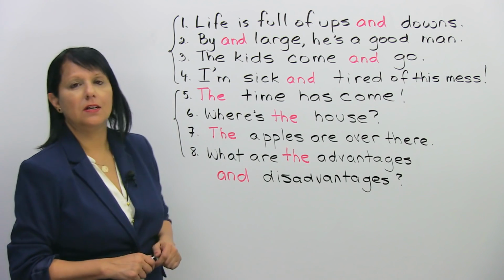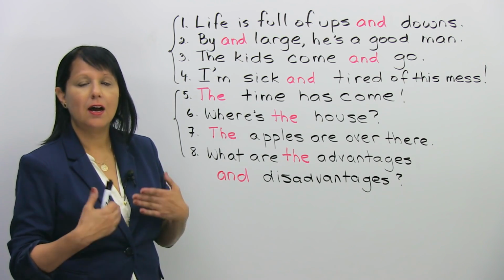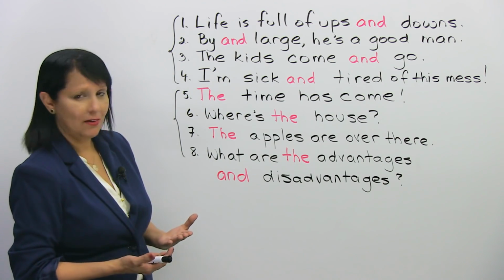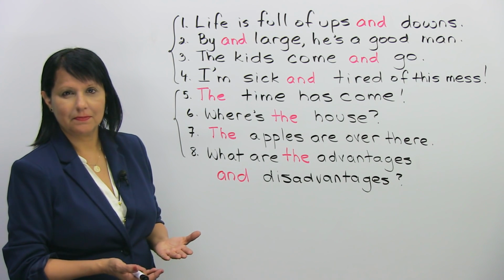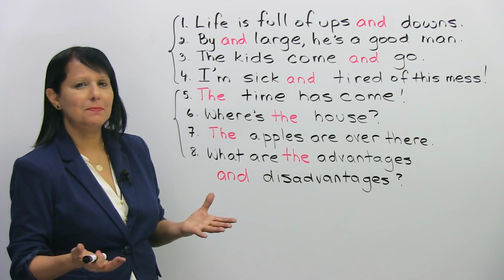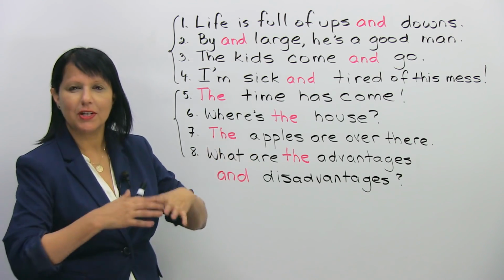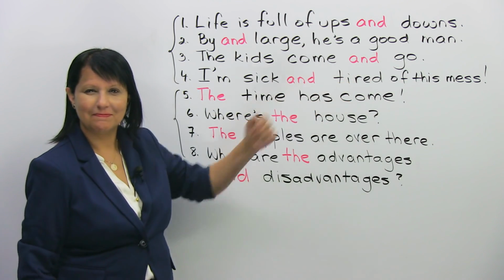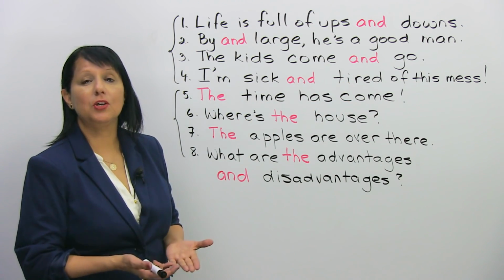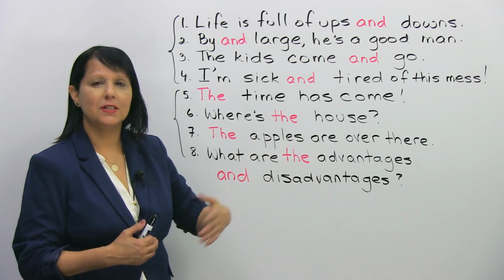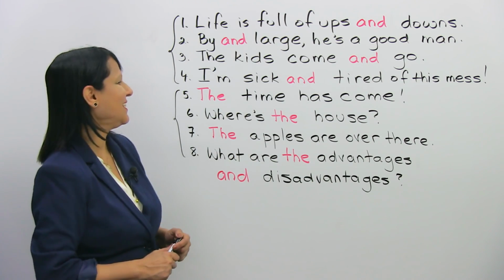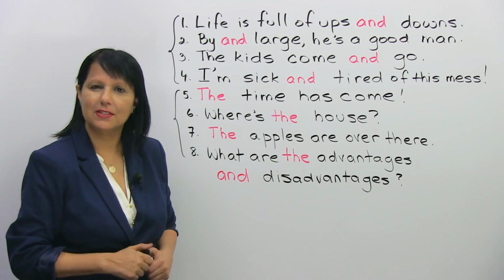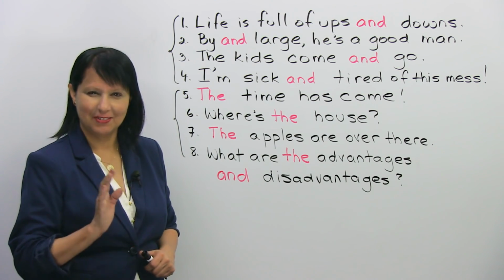Life is full of ups and downs. Ups and downs. Okay, good. I hope you said that. By and large, he's a good man. By and large. What does that mean, by and large? It means in general, okay, overall. The kids come and go. The kids come and go. Not come and go. Come and go. Good, you're getting it. I'm sick and tired of this mess. I'm sick and tired of this mess. Sick and tired. Okay, good.